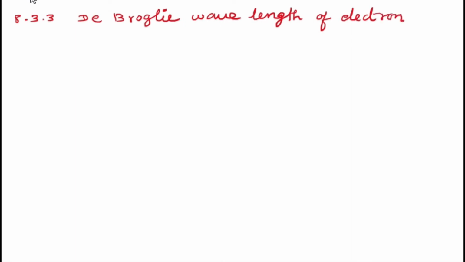8.3.3, de Broglie wavelength of electrons. Let m be the mass of the electron, and the electron is accelerated with velocity v through a potential difference of V volt.